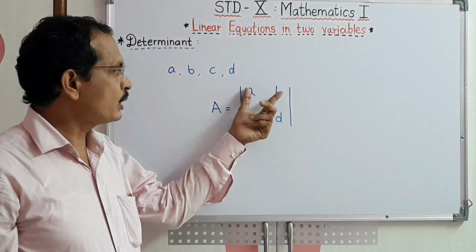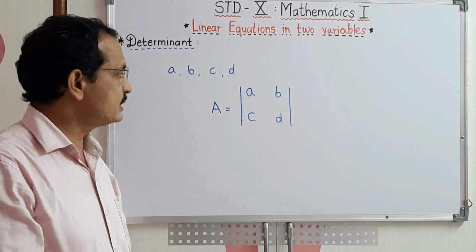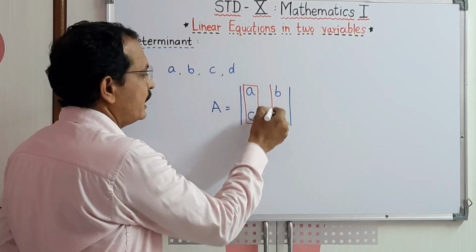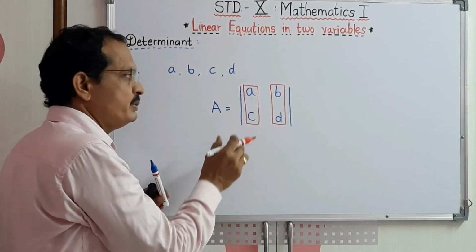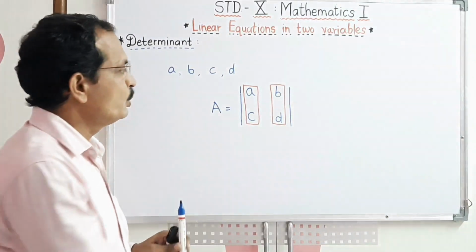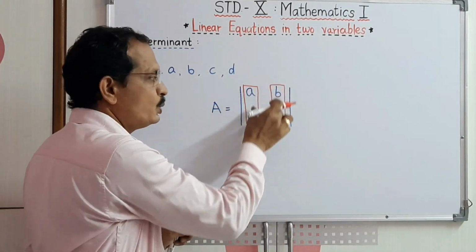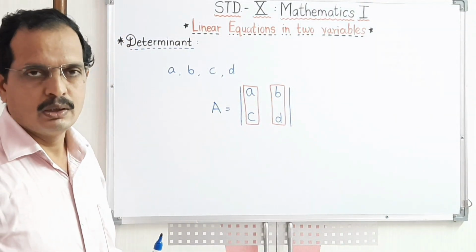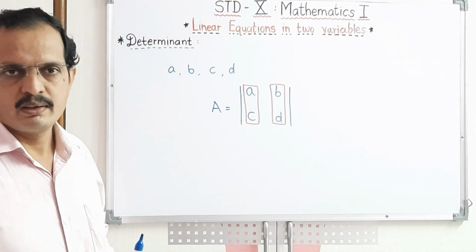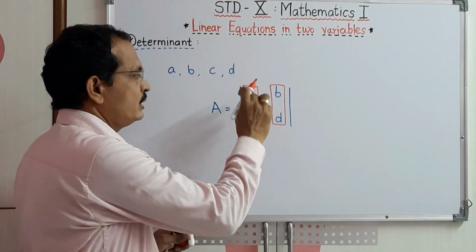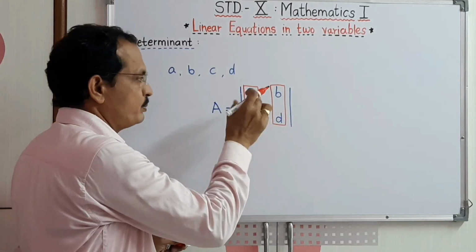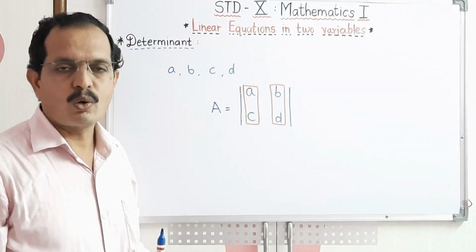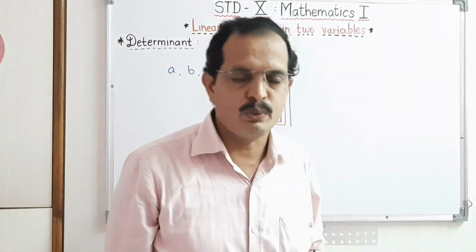In the same way there are two columns. The first column is A and C, and B and D is another column. That means this determinant has two rows and two columns. Therefore, such a determinant is called a determinant of order 2. Remember, this determinant has two columns and two rows.